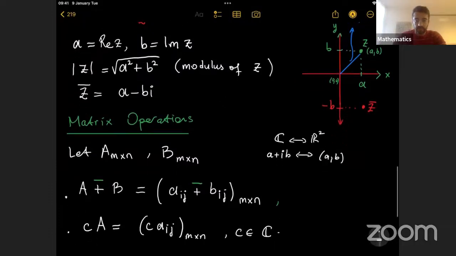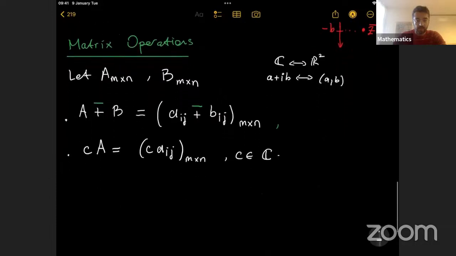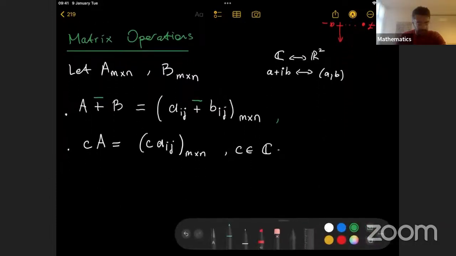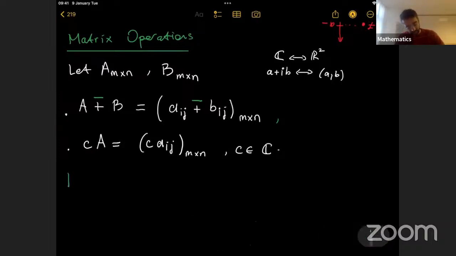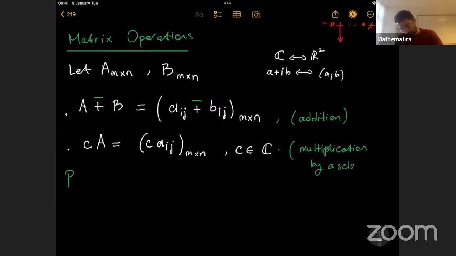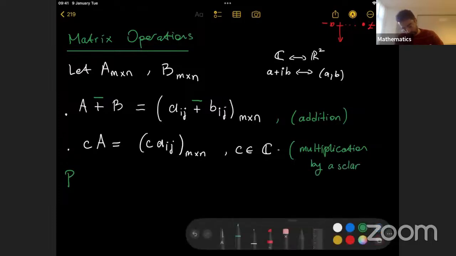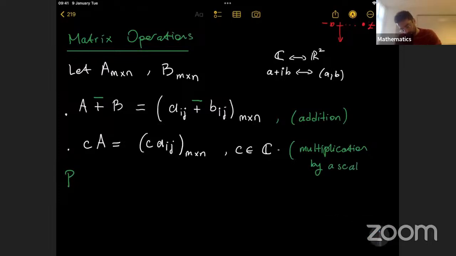All right. Well, let's talk about the product of two matrices. So this is addition of two matrices. And this is product by a scalar. Scalar here, C. Multiplication by a scalar. Okay, so these are easy operations.